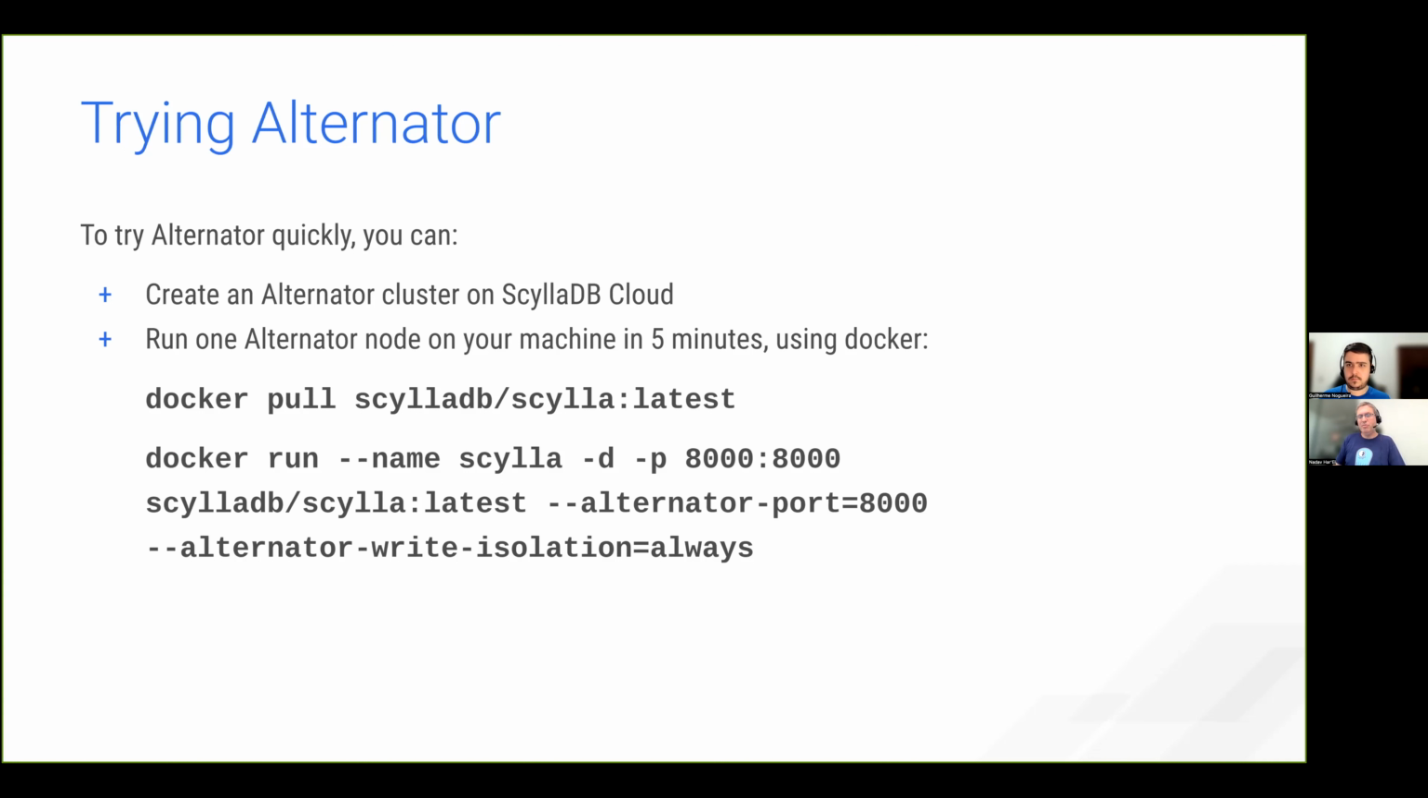Another very simple option is to run one Alternator node on your own laptop using Docker, with just these commands that you can see here. You just have to pull the latest Scylla. This is the open source ScyllaDB release, and then run it with these options, which, for example, say that you want this to serve requests on port 8000, and the write isolation says how to handle concurrent read-modify-write requests. Okay, next slide, please.